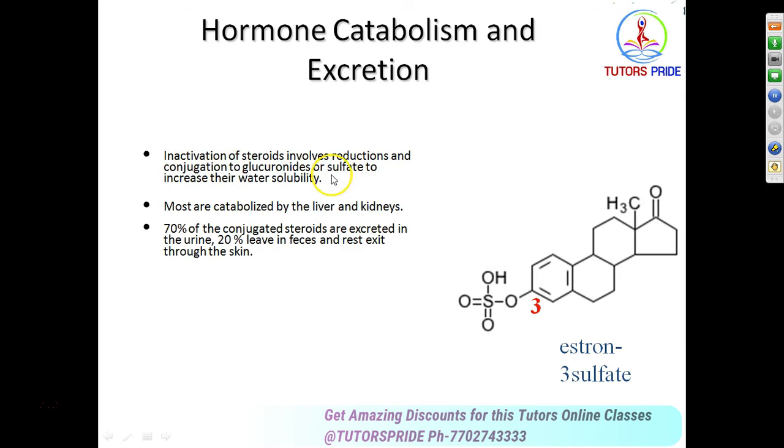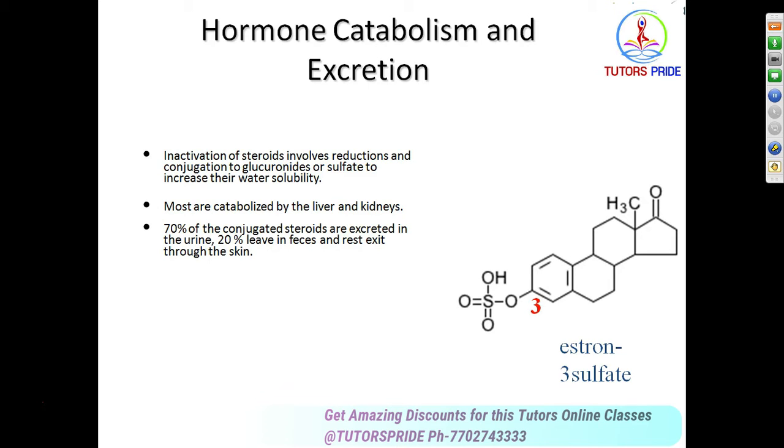Inactivation of steroids involves reduction and conjugation to glucuronides or sulfate to increase their water solubility. So what it is saying is how these steroids are going to be inactivated by the following reactions. Two reactions are there. One is the reduction process, and the other is the conjugation process. Due to the reduction or conjugation process, these will be inactivated.